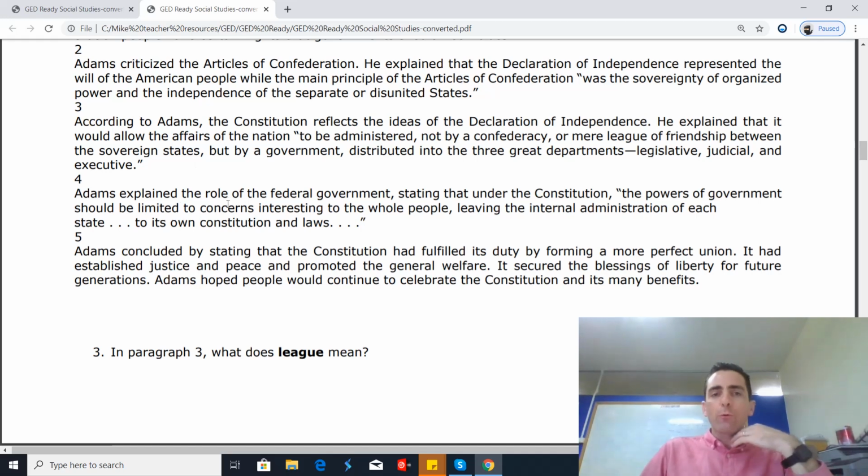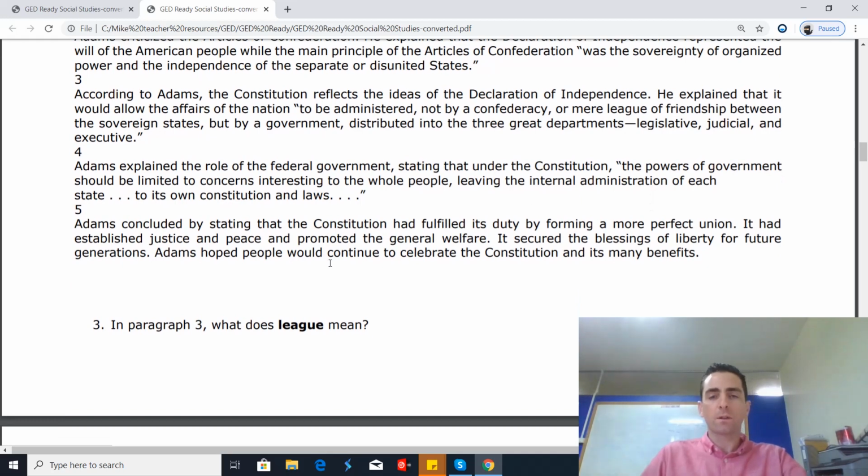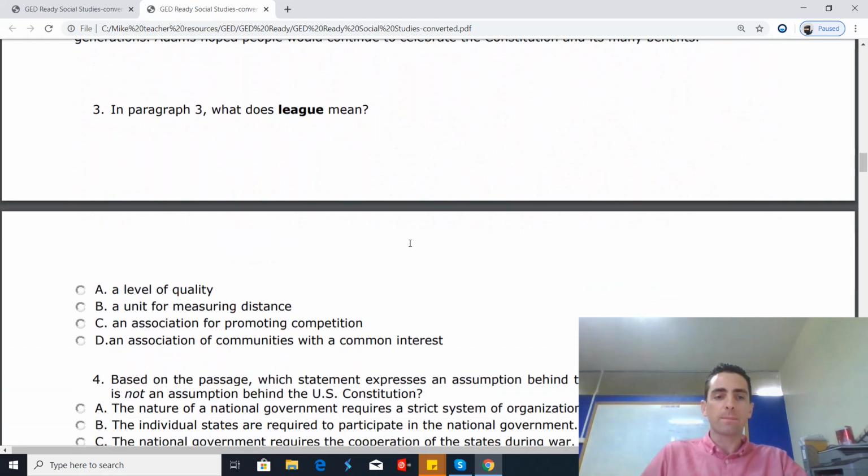Adams explained the role of the federal government, stating that under the Constitution, the powers of government should be limited to concerns interesting the whole people, leaving the internal administration of each state to its own constitutional laws. Adams concluded by stating that the Constitution had fulfilled its duty by forming a more perfect union. It had established justice and peace and promoted the general welfare. It secured the blessings of liberty for future generations. Adams hoped people would continue to celebrate the Constitution and its many benefits.